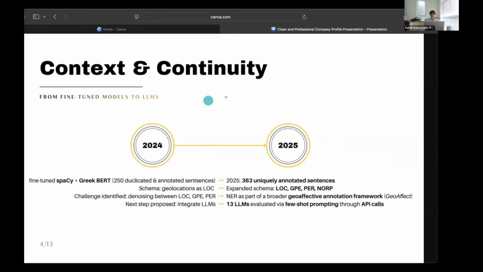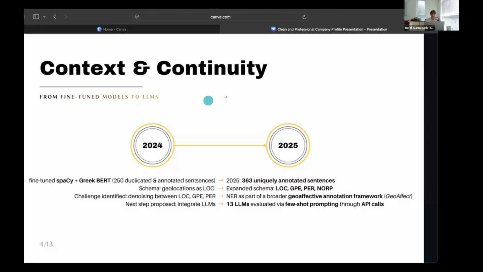For those of you who were here last year, this is where we left off. We had fine-tuned a spaCy model and a Greek BERT to recognize the entities, and we identified a core challenge: distinguishing between LOC, GPE, and PER, because person names and the distinction between LOC and GPE made a lot of noise, bleeding into each other. The proposed next step last year was to bring in large language models. And this year, that's exactly what we did, with an expanded schema and more data.